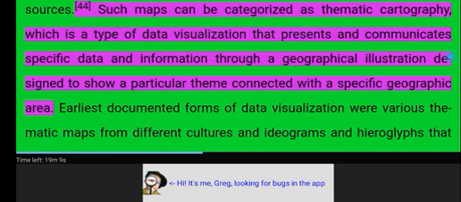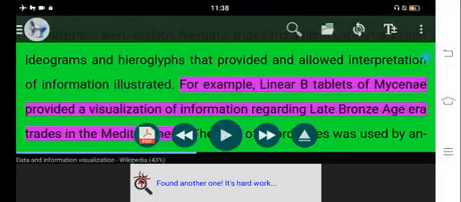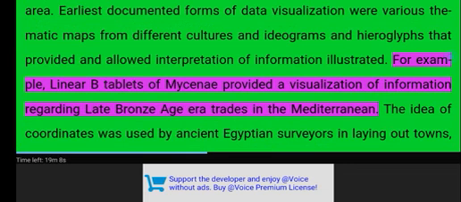44. Such maps can be categorized as thematic cartography, which is a type of data visualization that presents and communicates specific data and information through a geographical illustration designed to show a particular theme connected with a specific geographic area. Earliest documented forms of data visualization were various thematic maps from different cultures and ideograms and hieroglyphs that allowed interpretation of information illustrated. For example, linear bead tablets of Mycenae provided a visualization of information regarding late Bronze Age era trades in the Mediterranean.